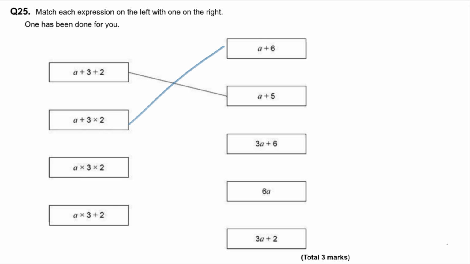A times 3 times 2, 3 times 2 is 6, that's going to give me 6a, and a times 3 plus 2, that's going to be 3a plus 2, it's that one down there.